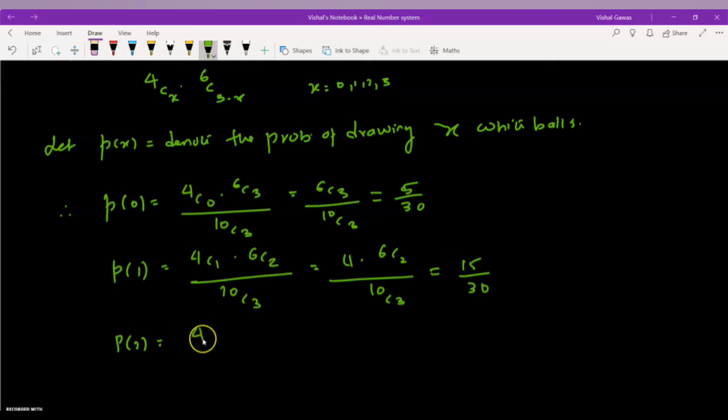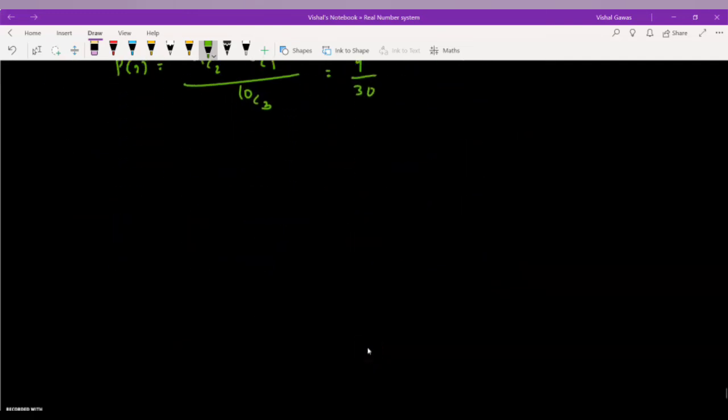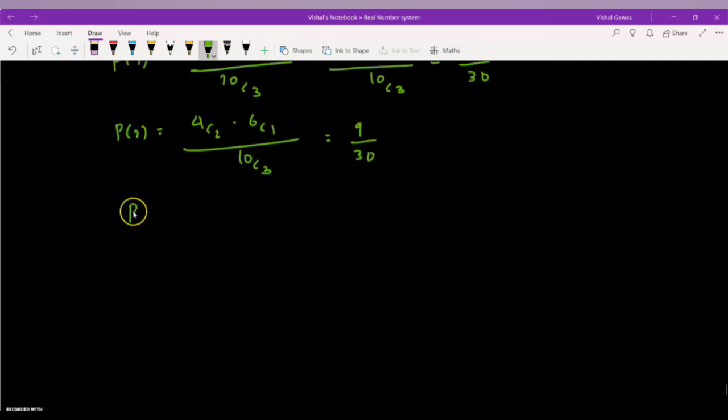P2 would be 4C2 multiplied by 6C1 over 10C3. This comes out to be 9 over 30. And lastly, all three are white, which would be 4C3 over 10C3. This comes out to be 4 over 120, that's 1 over 30. Okay, right.